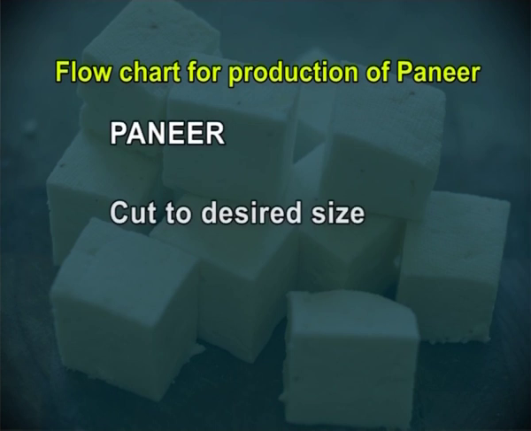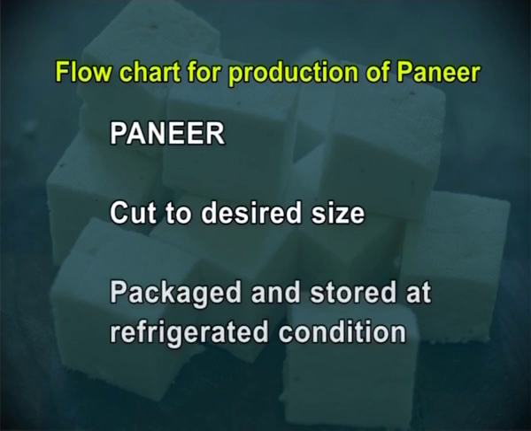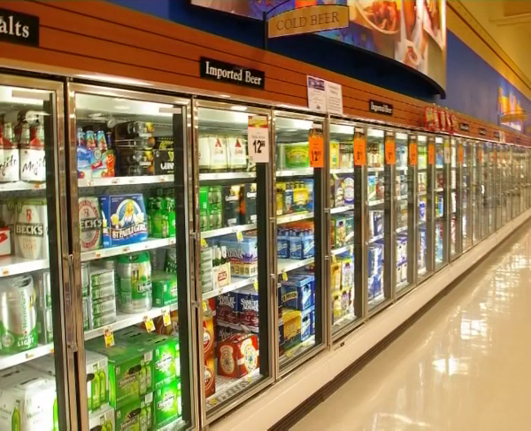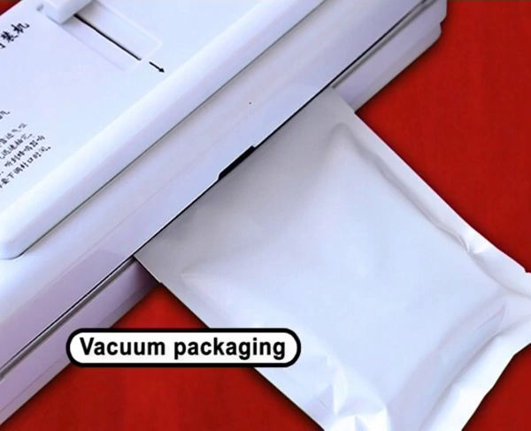Paneer. Cut to desired size. Packaged and stored at refrigerated condition. Paneer, when prepared under hygienic conditions and stored under refrigeration, can retain quality up to 5 to 7 days. Vacuum packaging increases the shelf life by another 1 week under similar conditions of storage.